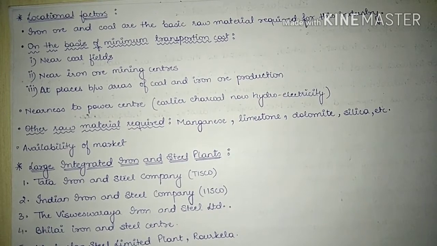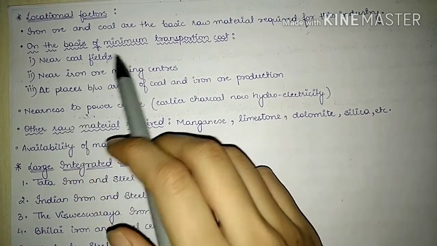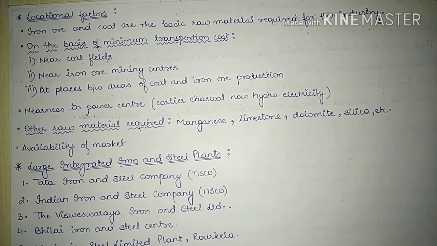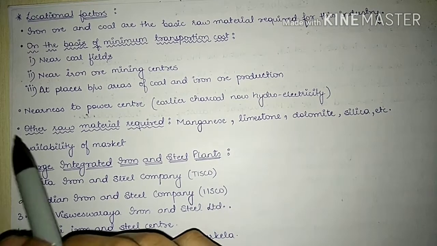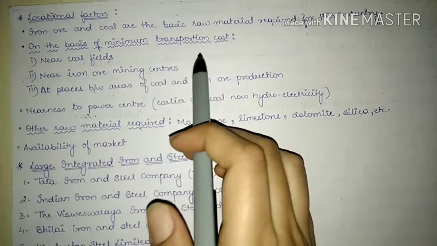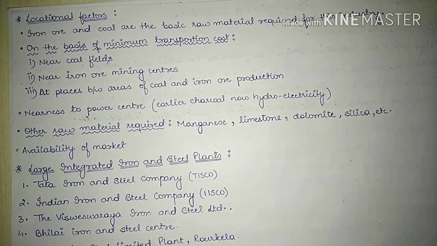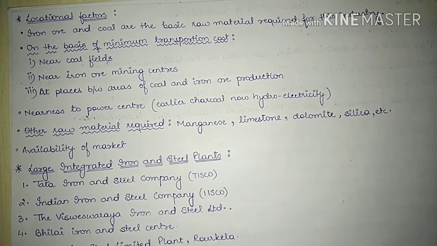Apart from iron ore and coal, which are the basic raw materials, if we look at the other locational factors, we will first locate the industry on the basis of minimum transportation cost. The locational factors for minimum transportation cost will be like the area should be near the coal field, so that carrying and loading the coal is not a costly affair.